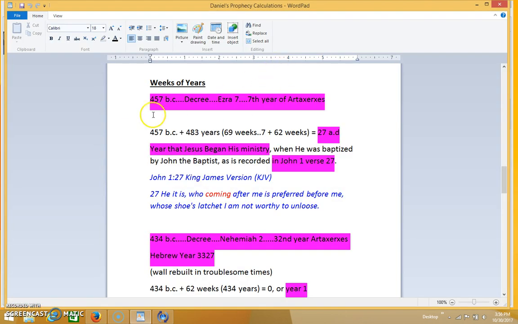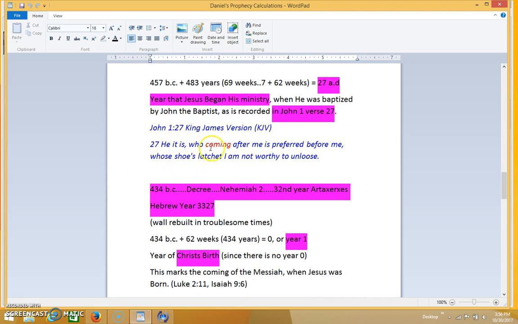But anyway, getting back to the prophecy, I've explained before how it works out from the Ezra decree, which is in chapter 7, and it was the 7th year of Artaxerxes, and that was in 457 BC, so you have 777, that works out to 27 AD as the coming of the Messiah, and then that was confirmed in John 1 verse 27, where it said, "He it is who coming after me is preferred before me, whose shoes latchet I'm not worthy to unloose."